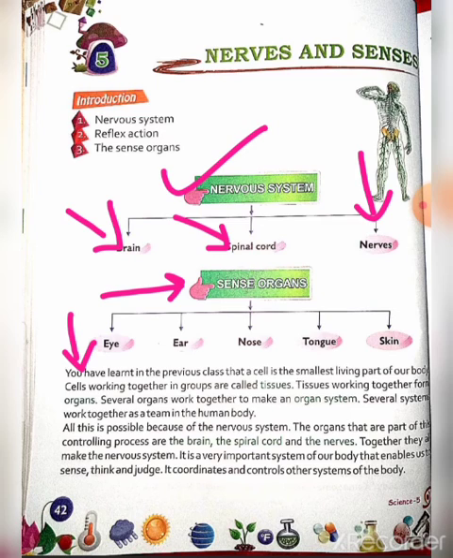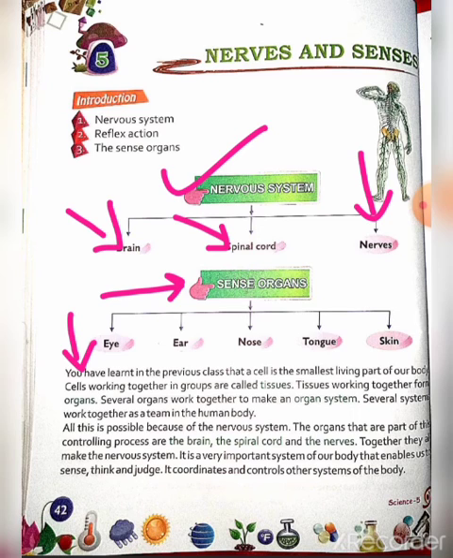So for example, hand, nose, etc. are our organs. Then come to the organ system. Organ system means a number of organs. That means for our respiratory system, we have the nose, then lungs, heart, etc. All of these together make an organ system called the respiratory system.